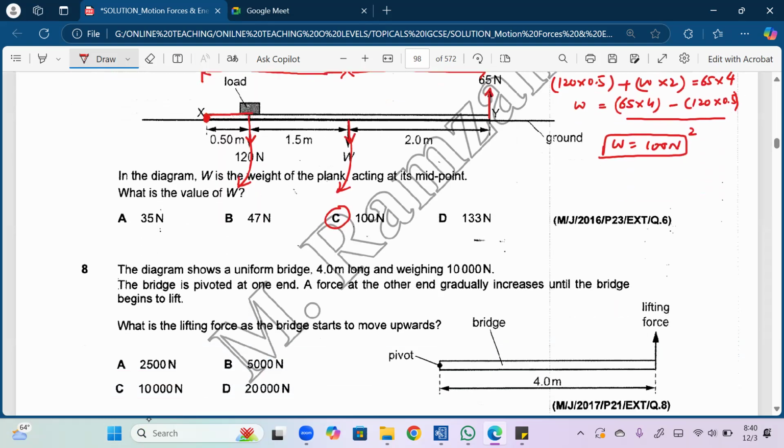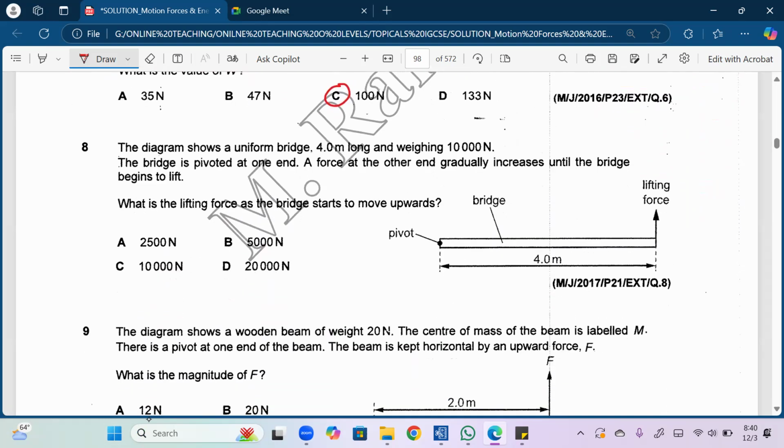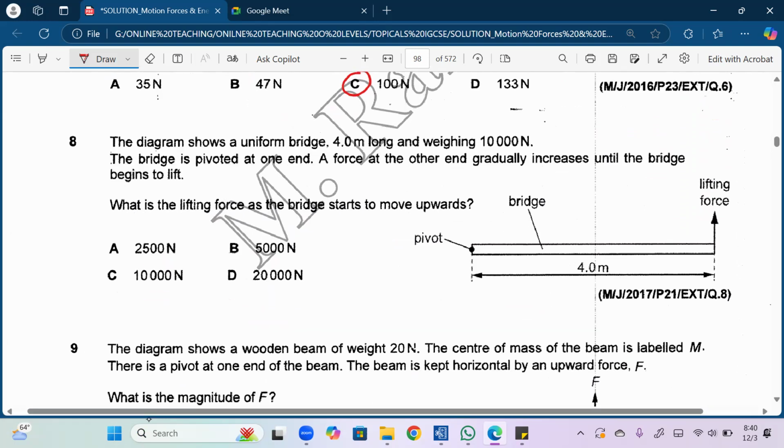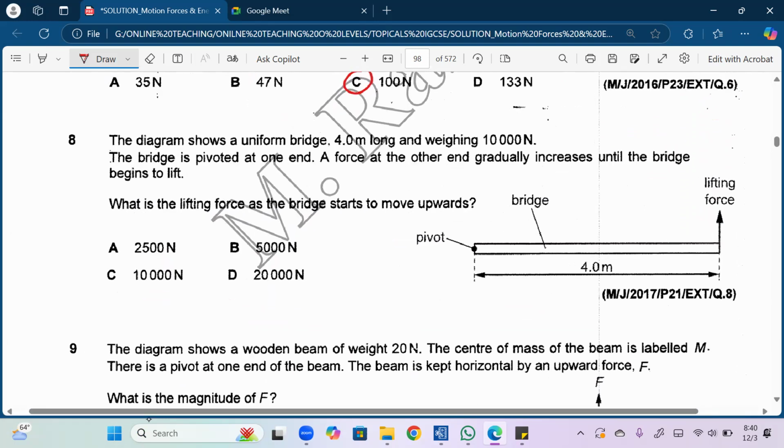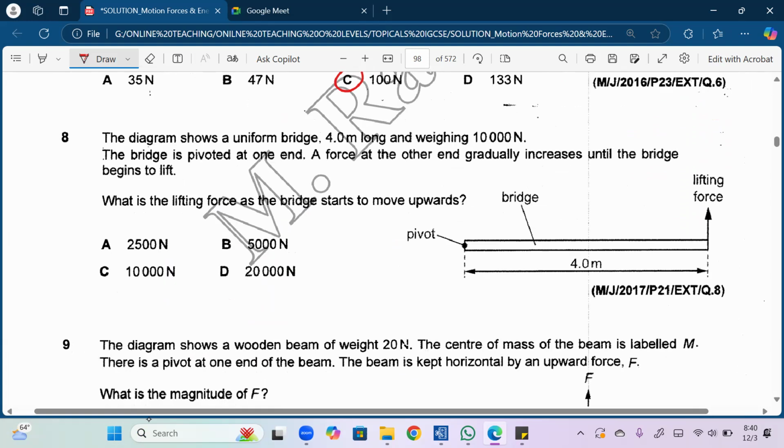Now, let's talk about question number 8. The diagram shows a uniform bridge, 4 meters long and weighing 10,000 newtons. The bridge is pivoted at one end. It is the pivot point. The force at the other end gradually increases until the bridge begins to lift. What is the lifting force as the bridge starts to move?